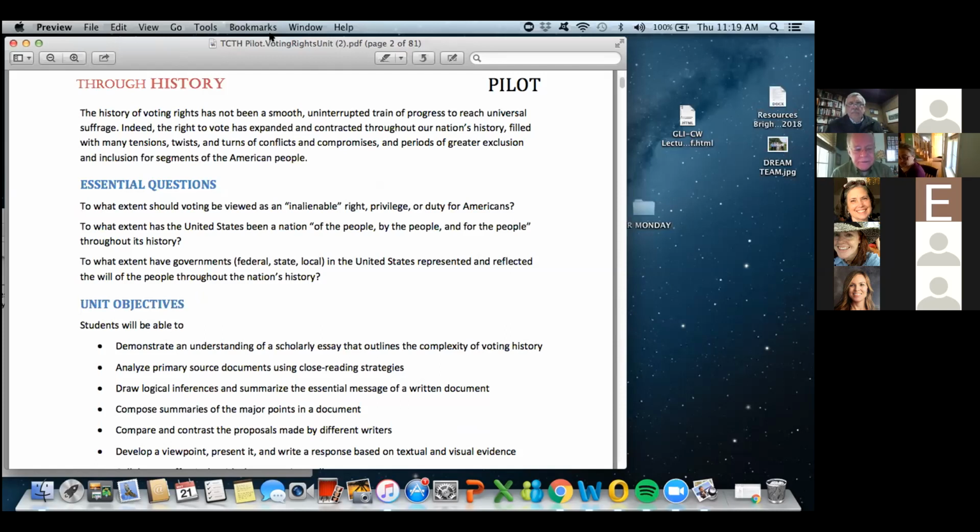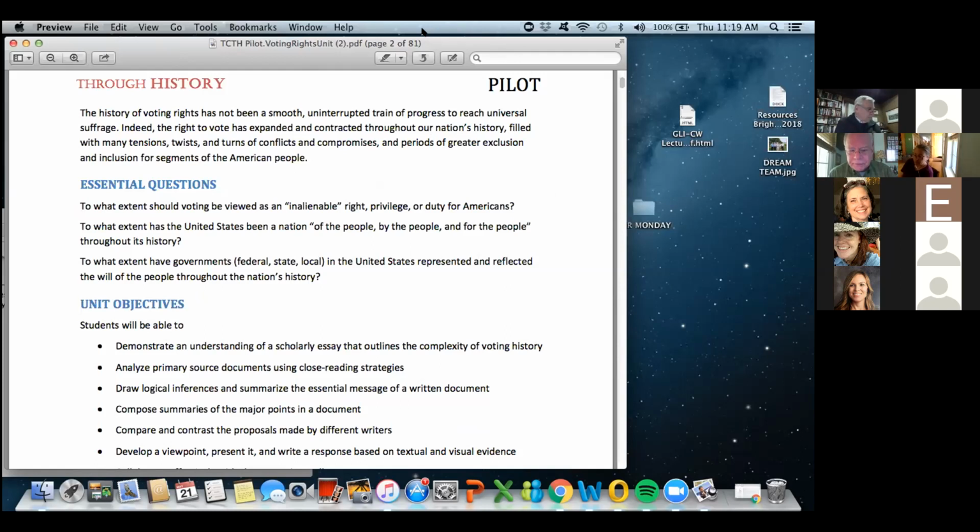And then finally, the third essential question, to what extent have governments, federal, state, local, in the United States represented and reflected the will of the people? Similar to the second question.